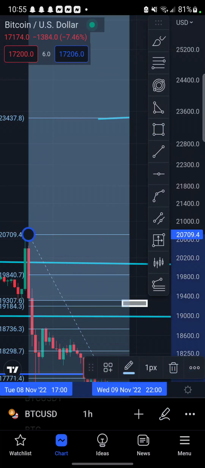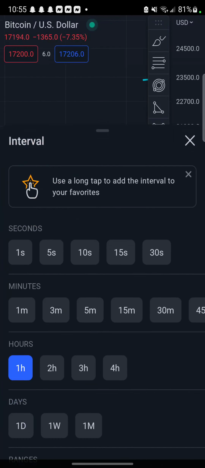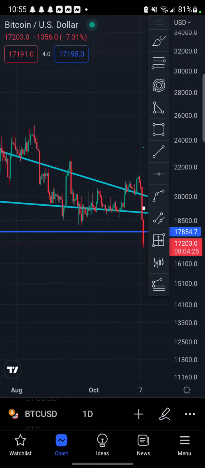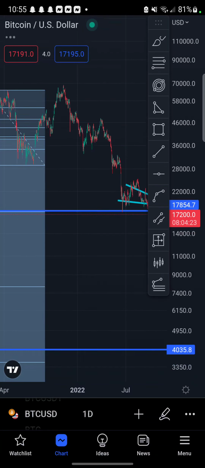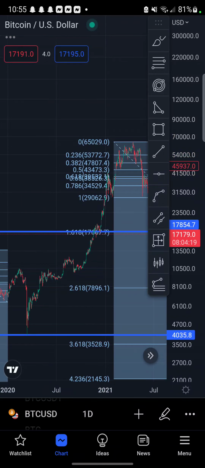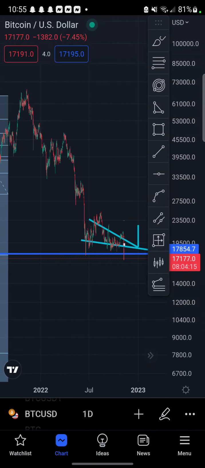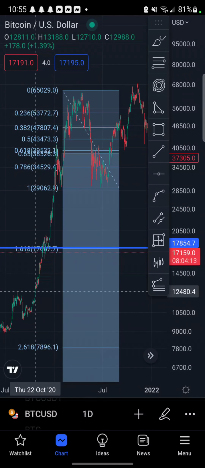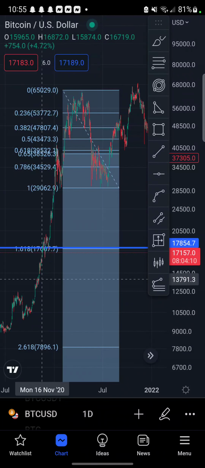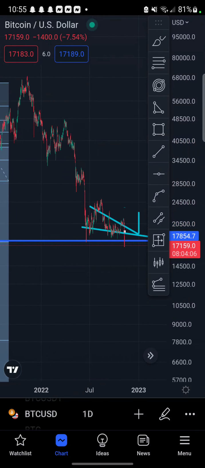Bam, let's delete. All right, let's go to the 1 day. And I do understand that there is pretty much no support in this area. So from 17,000 to about 12,000, there is really no support.